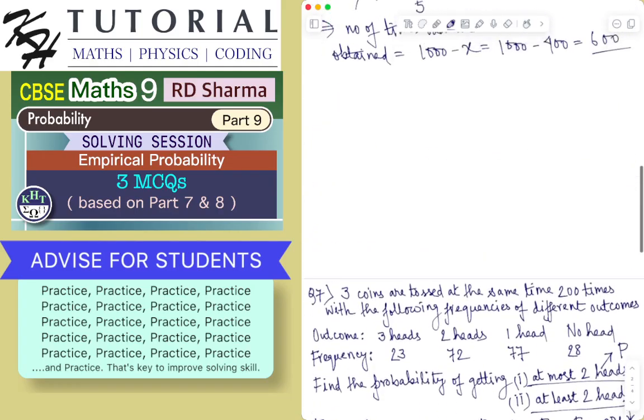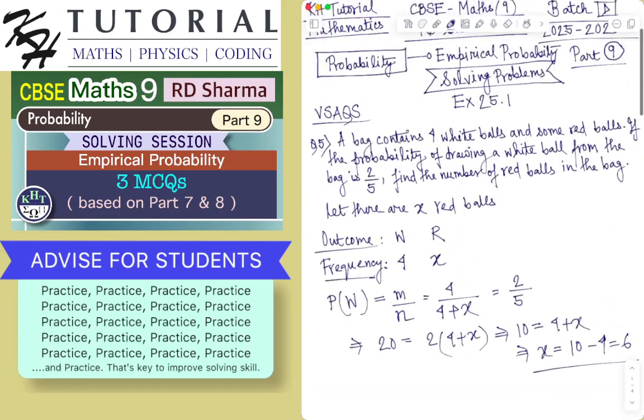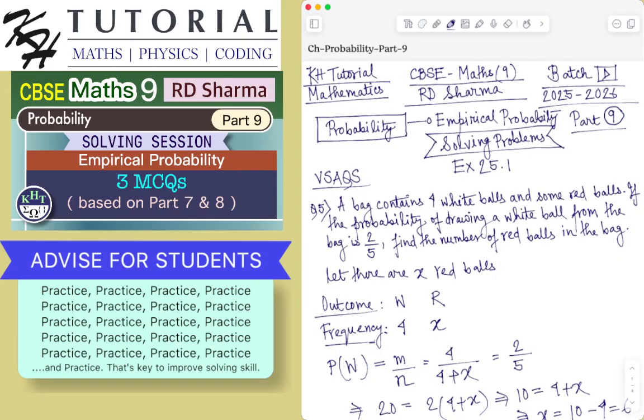I hope solving these problems will help you understand how to apply the concept of elementary events and compound events, and the concept of finding the probability based on the empirical formula.